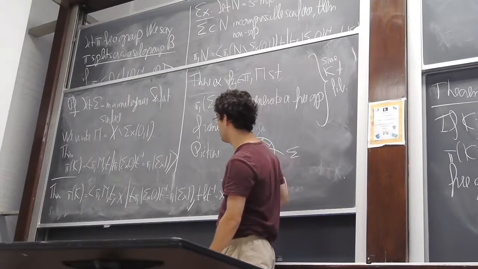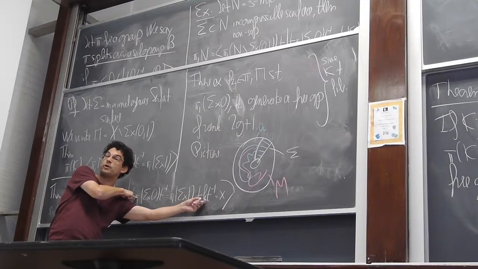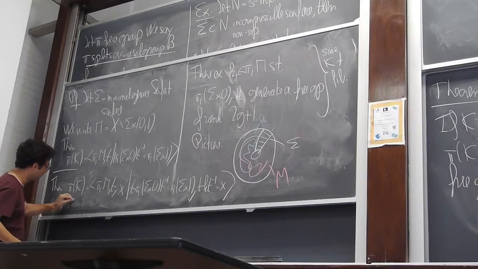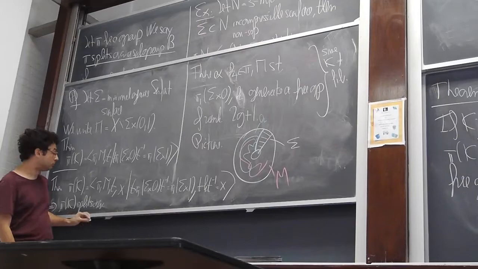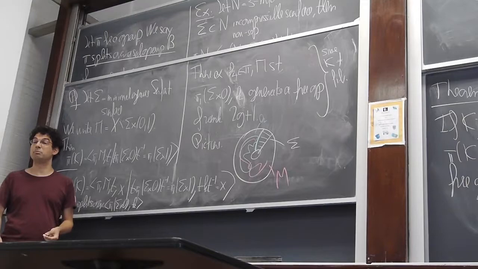But now what do you do? Now you amalgamate the group pi 1 of sigma 0 and k, which is a free group of rank 2g plus 1, with another group. So basically, what we just showed is that pi k splits over the group generated by pi 1 of sigma 0 and k, but that is a free group of rank 2g plus 1.